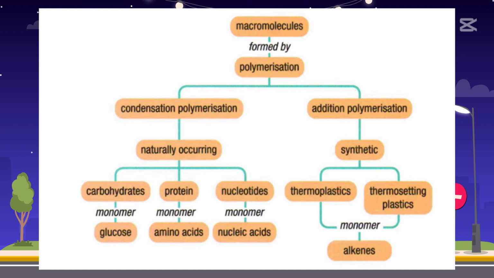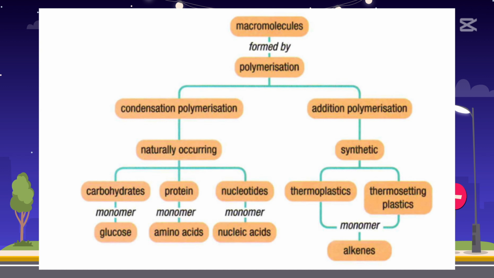For condensation, this diagram does not have it, but condensation polymerization can include both naturally occurring polymers and synthetic polymers. The main naturally occurring ones are like the carbohydrates, the proteins, and the nucleotides, which are formed by the glucose, amino acids, and followed by our nucleic acid. Now for the synthetic polymers, under condensation polymerization, it could be polyester or polyamides. Those are just some examples.